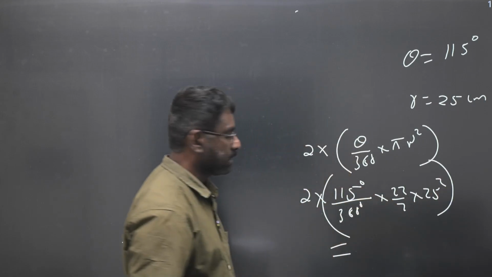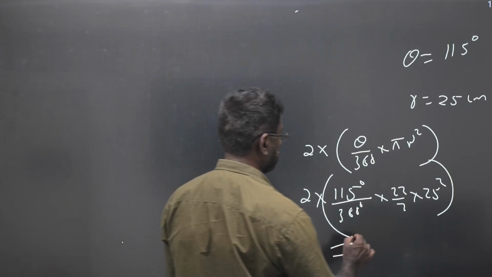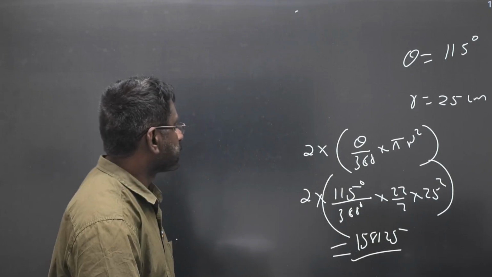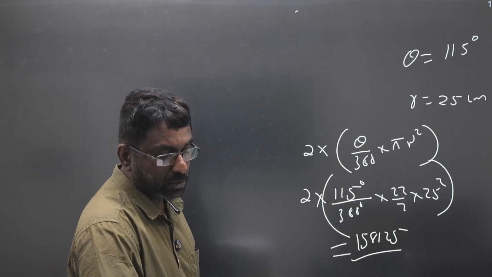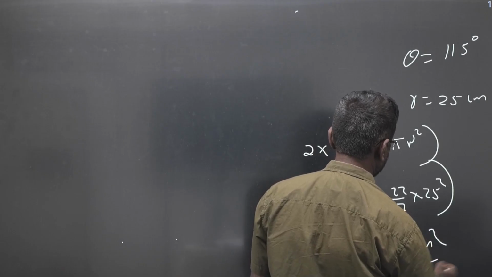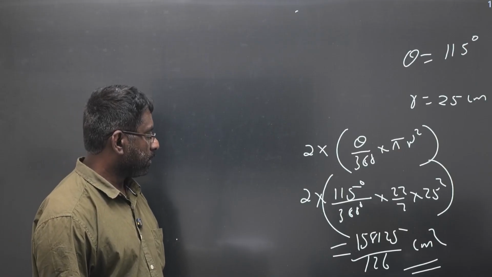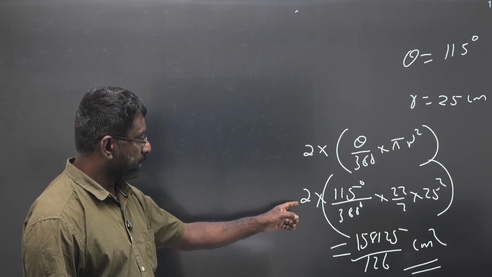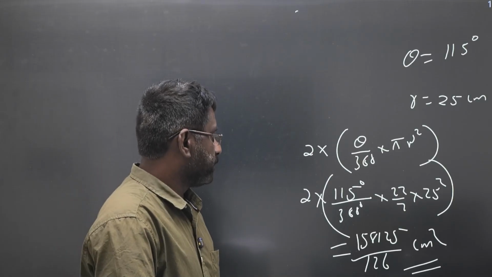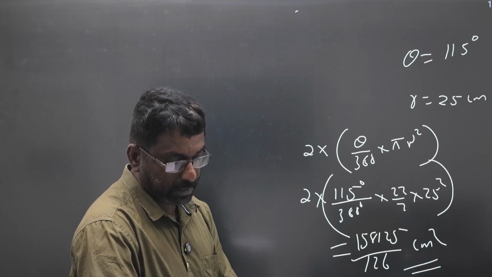This gives the answer. Simplifying, you will get a big answer, 158125 divided by 126 centimeter square. This is the answer. Why do we take 2 times? Because there are 2 wipers, so we are taking 2 times. Okay, that is very important.